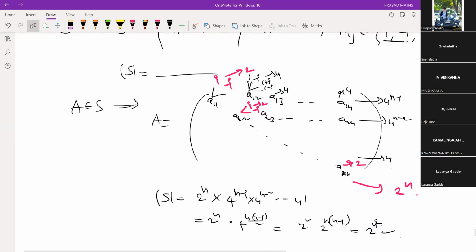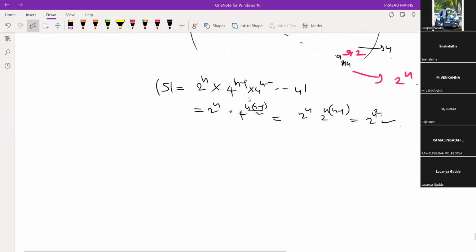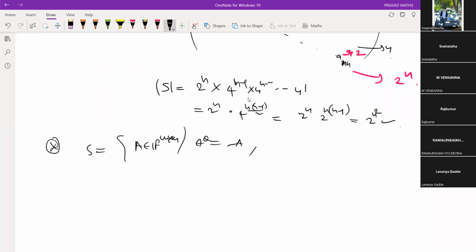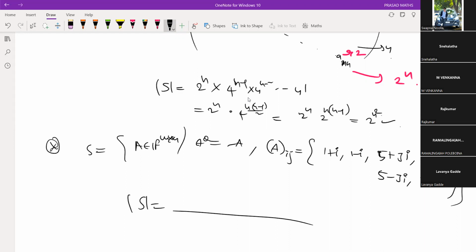Next. Suppose I just change this problem. Set S of all skew Hermitian matrices of order n by n, where the ijth entry is from 1 plus i, 1 minus i, 5 plus 3i, 5 minus 3i, 2 plus 3i. What is the cardinality of S? Anybody?